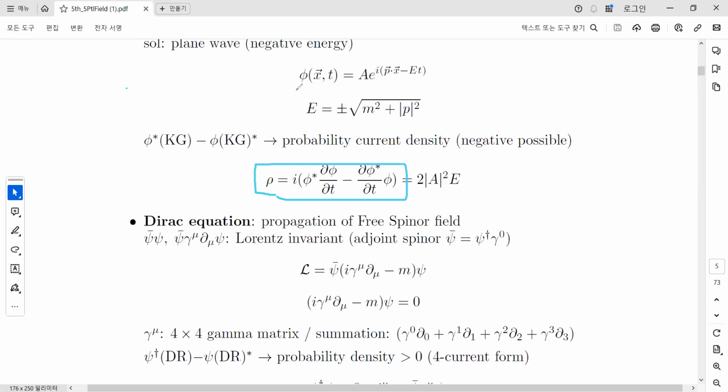By inserting the solution, the probability density is proportional to the energy. And the energy can be negative, and a negative probability current density is unphysical. So the second derivatives appearing in the equation of motion yield the negative energy and negative current density. This can be avoided by using just the first derivative.